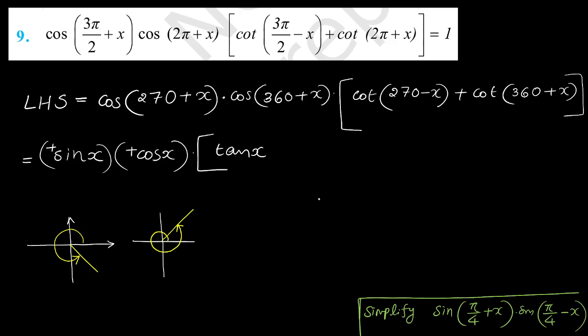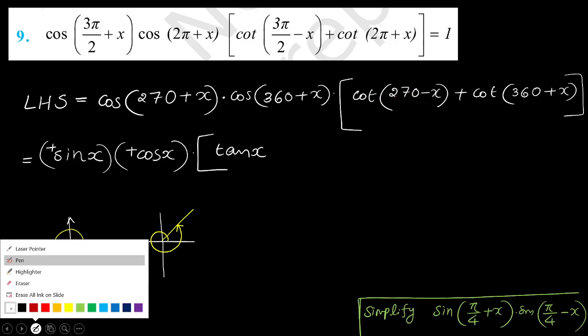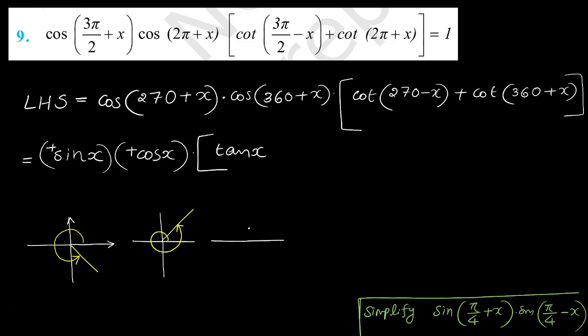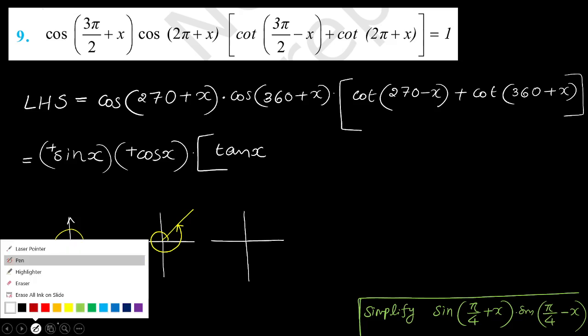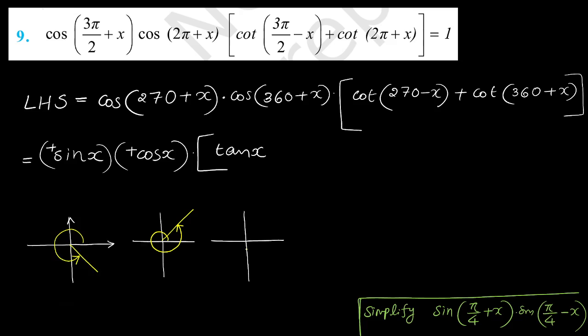So all of you please listen. cot 270 minus x, cot becomes tan, x is written. 270 minus x is in which quadrant? Anybody? 270 minus x, which quadrant? Third quadrant. Yes, very good, correct. 270 minus x is in the third quadrant.